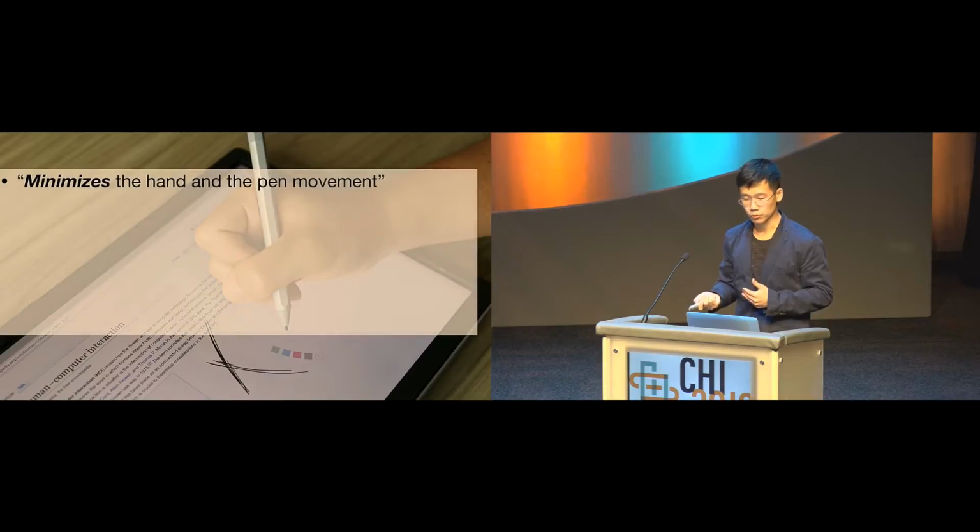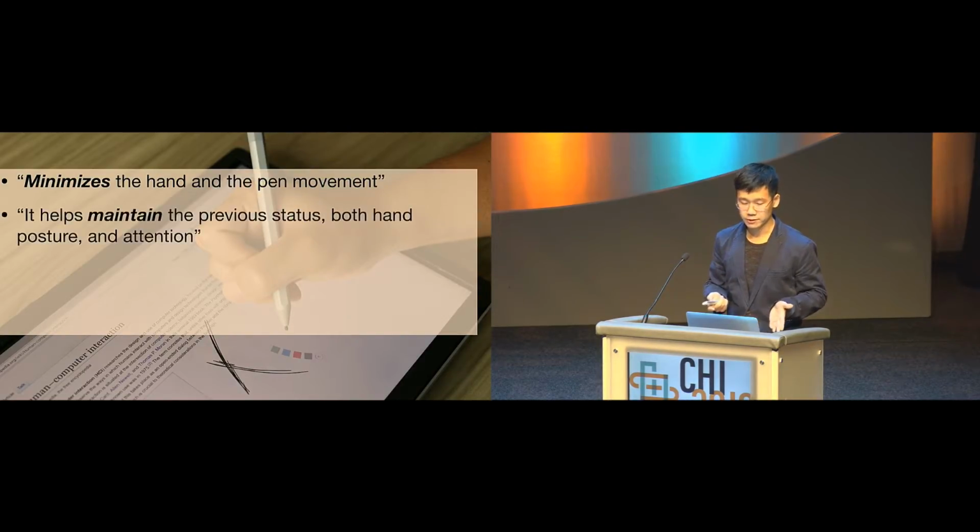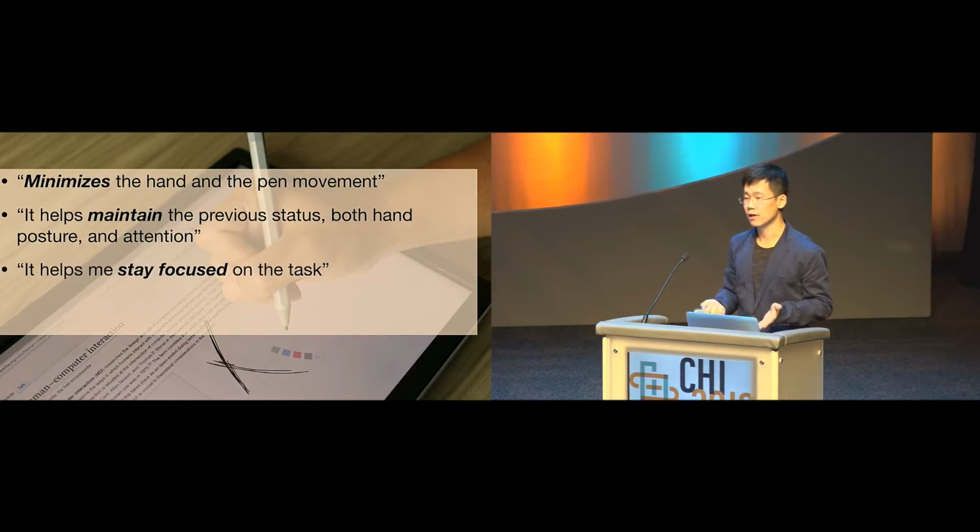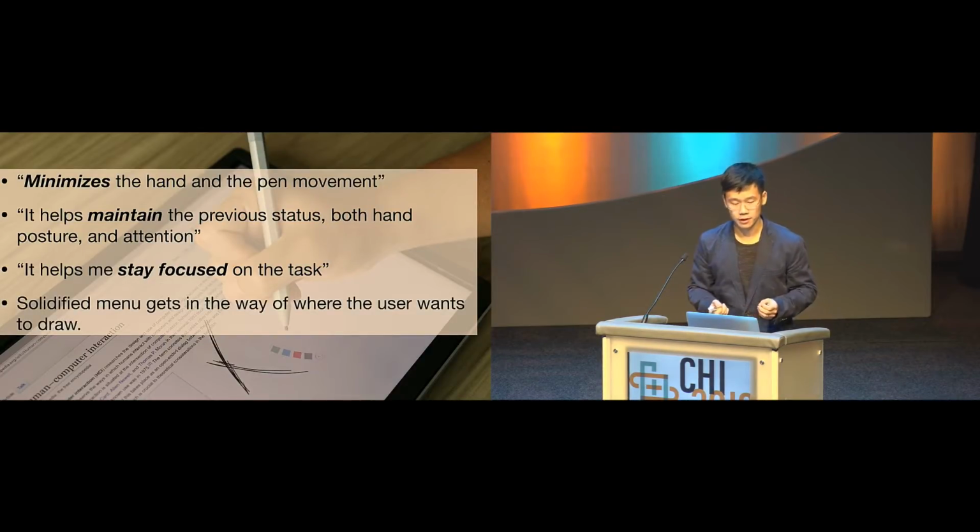For the palm tool, people suggested that this tool is useful because it minimizes the hand and pen movement. It helps maintain the previous status for both hand and attention. It helps them stay focused on the current task. However, some participants noted that the solidified menu gets in the way of where the user wants to draw. This suggests that a further use of transparency, or some logic that leverages the underlying content, might also be helpful to mitigate this problem.